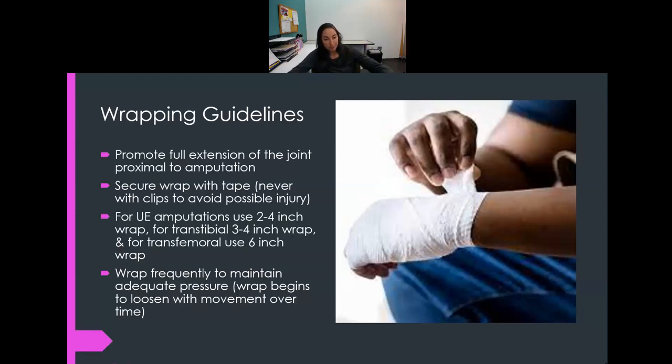For upper extremity amputations, we typically use a 2 to 4 inch wide wrap. For transtibial, it's usually 3 or 4 inches wide. And for transfemoral, it's typically more like 6 inches wide. So just depending on the size of the limb, that's how you determine how wide you want the wrap to be. Wrap it frequently and maintain adequate pressure. As you move, the wrap begins to loosen and slide down and move, and it's not really doing its job.